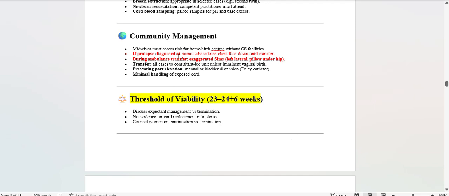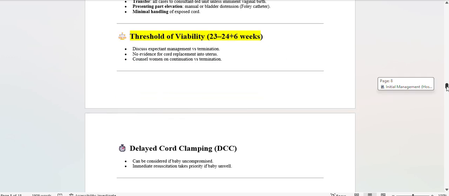If prolapse is diagnosed at home, advise knee chest face down until transfer. During ambulance transfer, use the exaggerated Sims maneuver, left lateral with a pillow under the hip. Transfer all cases to a consultant-led unit unless vaginal birth is imminent. Presenting part elevation, manual bladder filling, minimal handling of the exposed cord. Okay, so these are the important things.